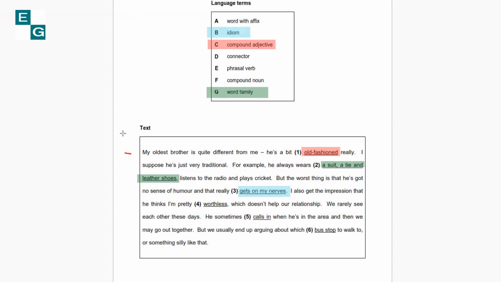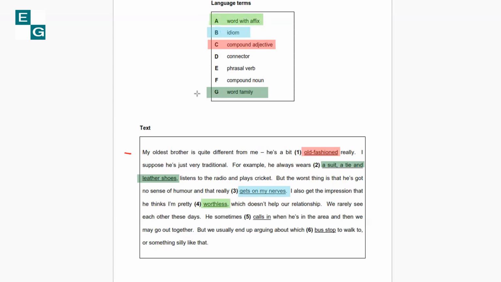I also get the impression that he thinks I am pretty worthless. It's another adjective, but this time it has a suffix, worthless. So that would make it a word with affix. Then we can say that, which doesn't help our relationship. We rarely see each other these days.